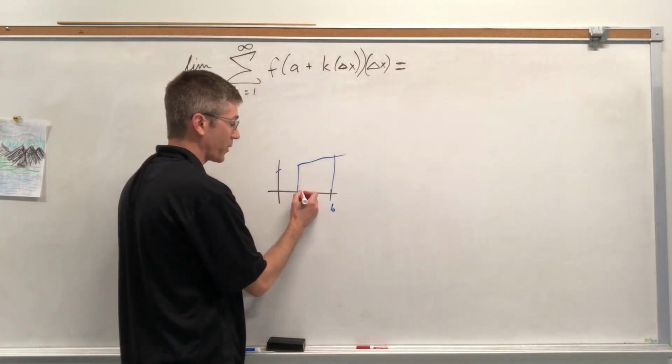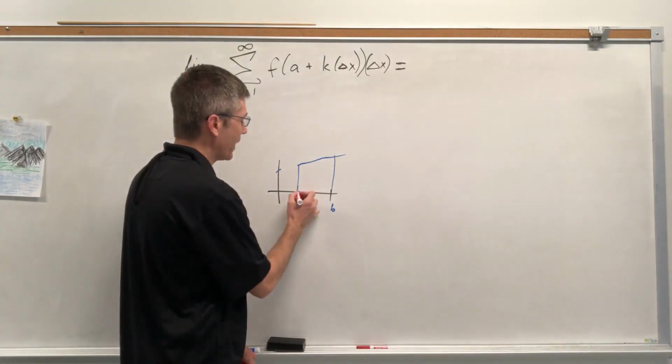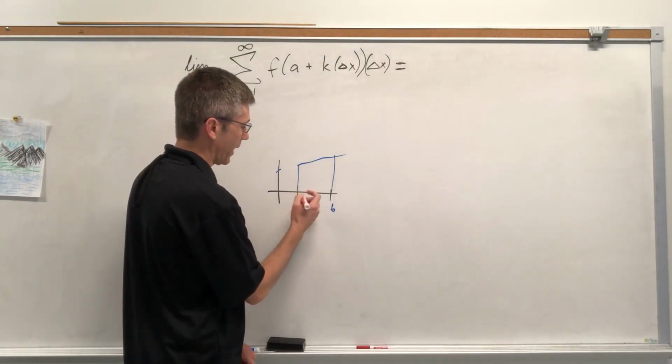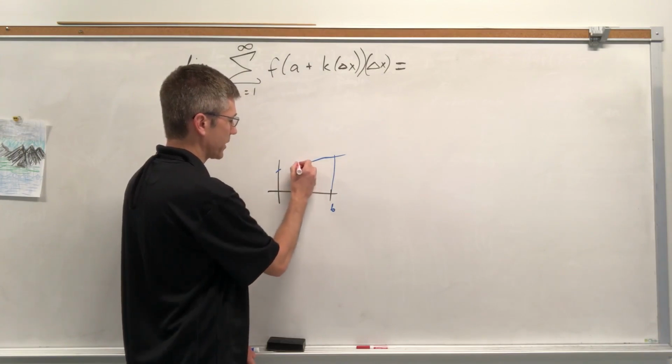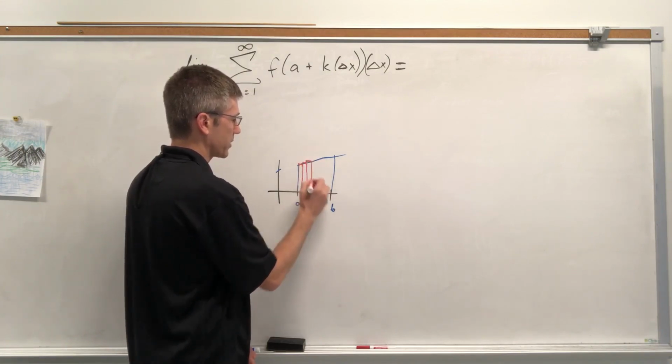If I was doing a right Riemann sum, I would go a little bit to the right of that, and I would draw my rectangle, and then I would come up and draw my next rectangle, and then I would come up and draw my next rectangle, and then I would come up.